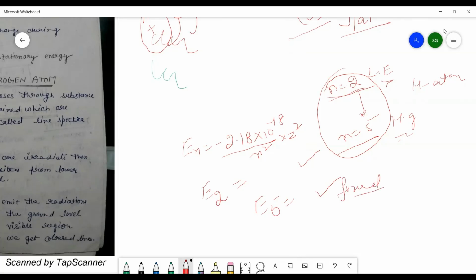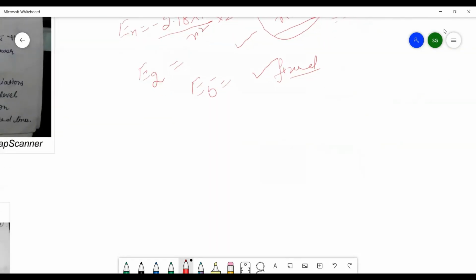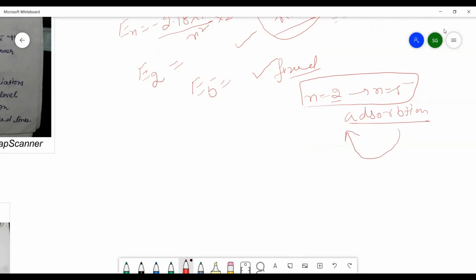Now we want to calculate the change in energy, means when the electron is moving from n is equal to 2 to n is equal to 5. If the electron changes its position and goes from 2 to 5, it will be possible by absorption. This is called absorption. And if the electron is moving from the 5th orbit to the 2nd orbit, from the higher energy level to the lower energy level, then we call it emission. So that we will discuss later on.